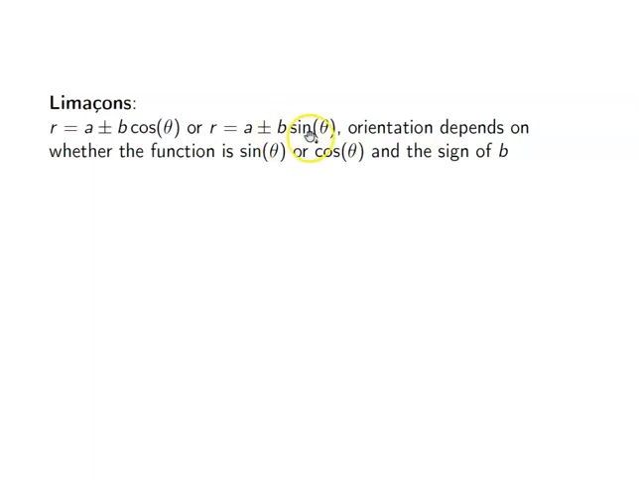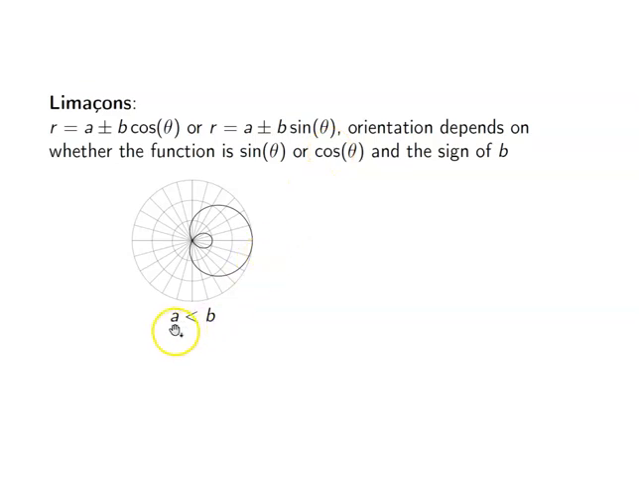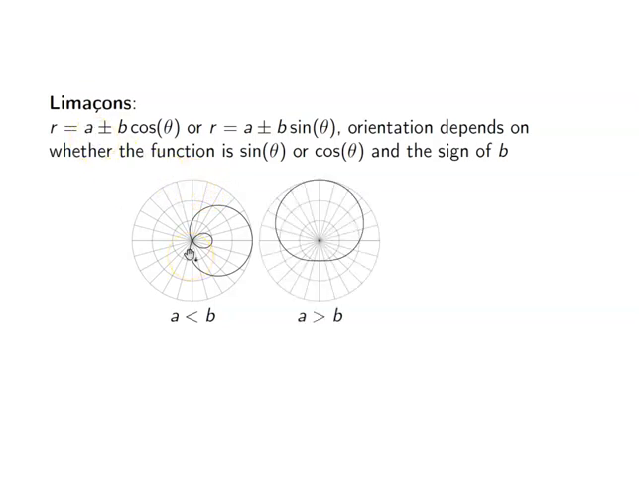So my orientation depends on whether the function is sine or cosine and the sign of b, right? So a negative here will have me, instead of facing up, facing down, because I'll have a minus in here instead of a plus, so all the y values will be negative in value. So if my b is larger than a, I will have something that looks like this, okay?